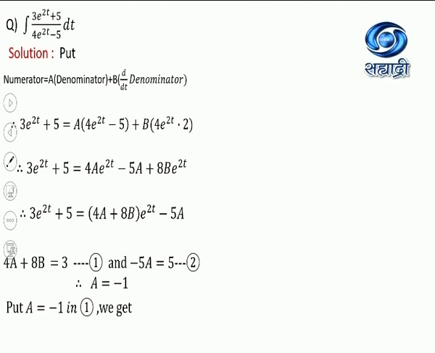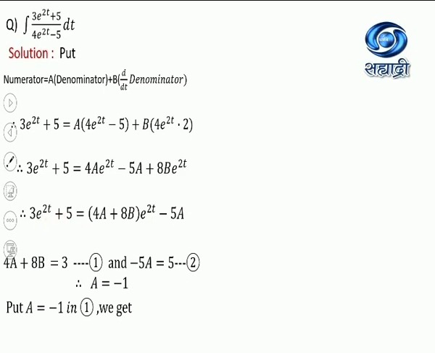Now as discussed, put numerator equal to a into denominator plus b into derivative of denominator. Here the denominator is 4e^(2t) - 5. And the derivative of the same is what? 4e^(2t) into the derivative of e^(2t), which is 2. So we get 4e^(2t) into 2. Now 3e^(2t) + 5 is 4a e^(2t) - 5a + 8b e^(2t). Get the e^(2t) terms together. So we get (4a + 8b) e^(2t) - 5a.